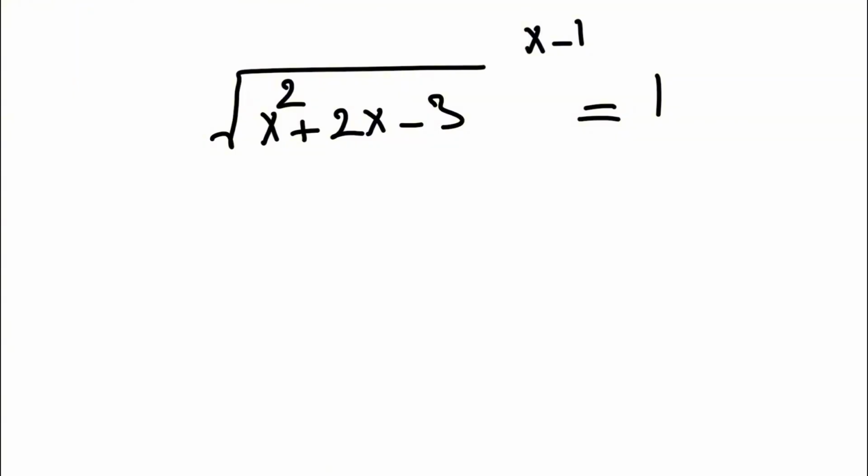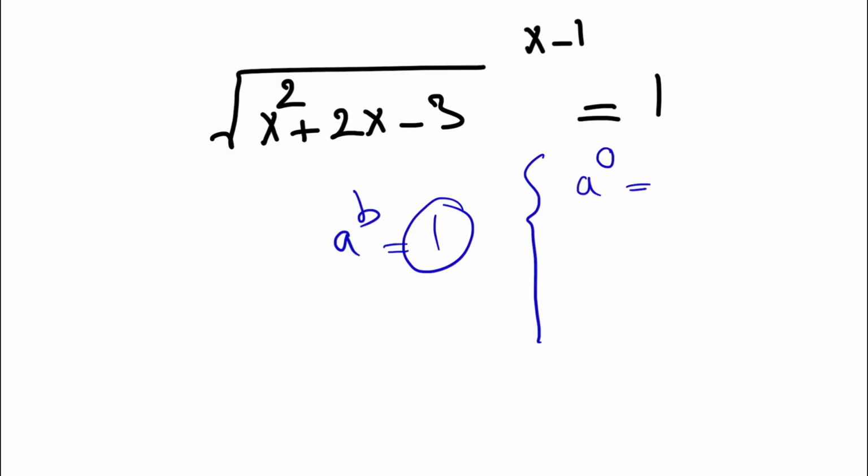So first of all, we have a to the b is equal to 1, and we have to figure out all the scenarios that we have in here to make this 1 on the right side of the equation. Let's go over the scenarios where this might happen. The first scenario is when we have a to the power of 0. That's going to give us 1. So basically our b is 0.